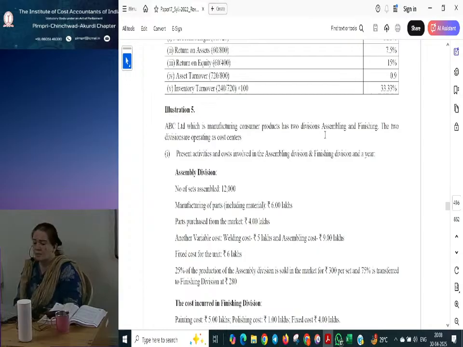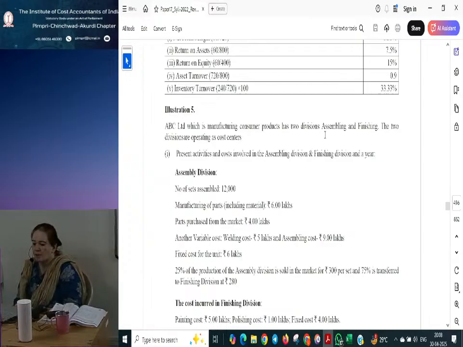Assembly division: the number of sets assembled is 12,000. Manufacturing of parts including materials is 6 lakhs. Parts purchased from the market is 4 lakhs. Another variable cost, that is welding cost, is 5 lakhs. Assembling cost is 9 lakhs. Fixed cost for the unit is 6 lakhs.